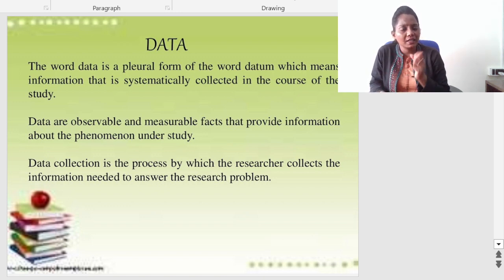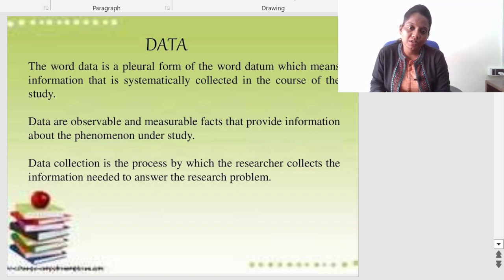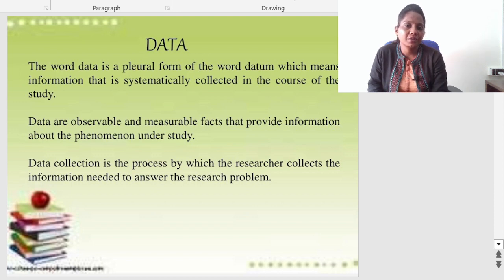So whatever data method you are using for your research work, it should always be observable and measurable. And data collection is the process by which the researcher collects the information needed to answer the research problem. This means data collection is the process by which the researcher collects the information needed for answering the research problem. So that is a very important thing.